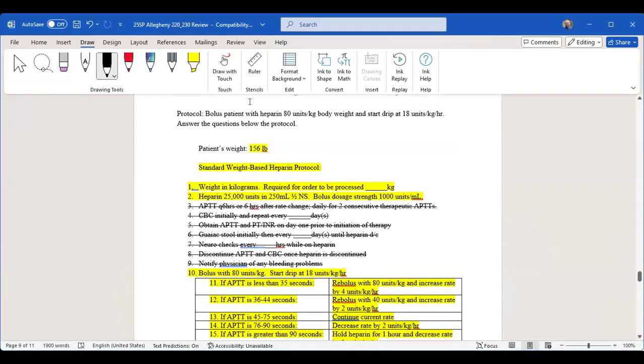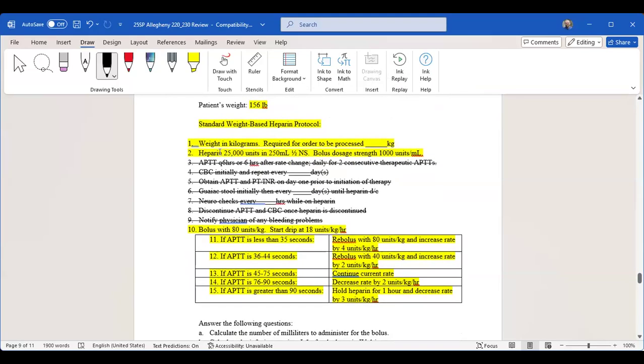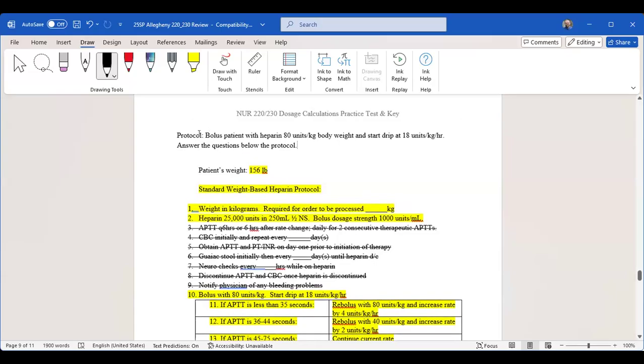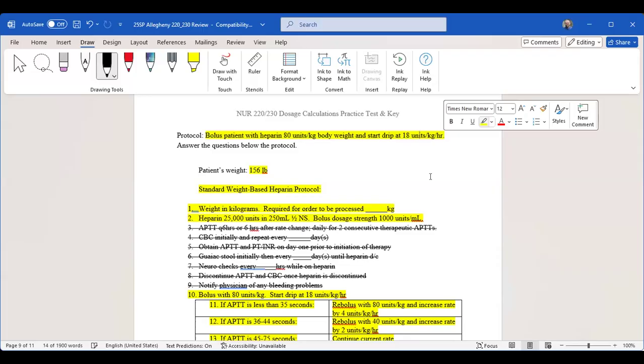Step two repeats what it says up here, where it says to bolus the patient with 80 units per kilogram. Oh, I'm sorry, step 10 actually repeats this. So let me go back. Step two is just telling you what is available. You have the heparin 25,000 units in 250 milliliters half normal saline. So that's your IV. And then you also have a bolus dosage strength of 1,000 units per milliliter. So it gives you those two pieces of information as what's available. Step 10 repeats what it says at the protocol beginning, where it tells you to bolus the patient with 80 units per kilogram body weight and then to start a drip at 18 units per kilogram per hour.